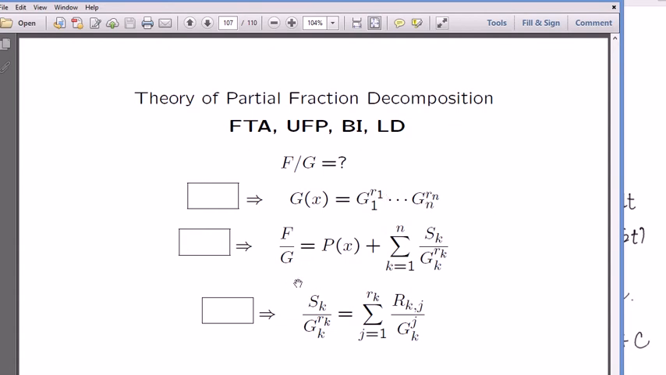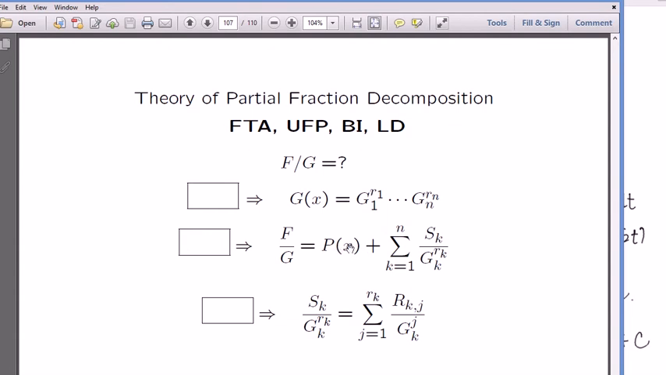Now, in f over g, do you know what this p(x) is? That's a polynomial. It factored out. Why is there a polynomial set outside? If the degree of f is greater than g, then you have to do the long division and set out the quotient right here, p(x). So this is easy to integrate. So the first thing you should do before you factor is a long division and set it out like that.